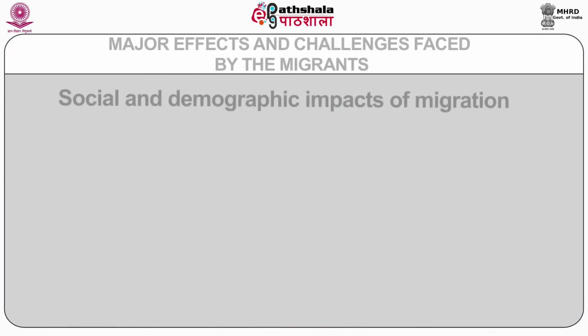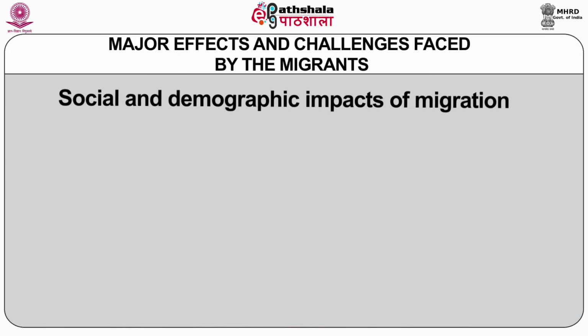The protocol issues guidelines to key stakeholders such as the Labor Department, Child Welfare Committee, Special Juvenile Police Unit, etc. on crucial issues relating to prevention, rescue, repatriation, and rehabilitation of trafficked and migrant child laborers. Let's now look at the social and demographic impacts of migration.